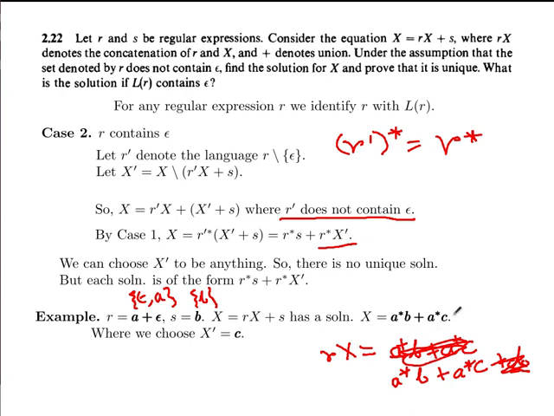But how did we get this solution? We just picked this X prime to be this c, some other set. Again, this is just a singleton set here. You can take arbitrarily complex sets here, but this will be the solution. So yeah, unless this R is epsilon free, you do not have that unique solution.